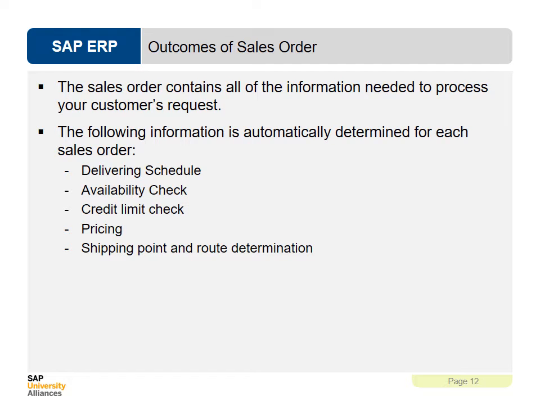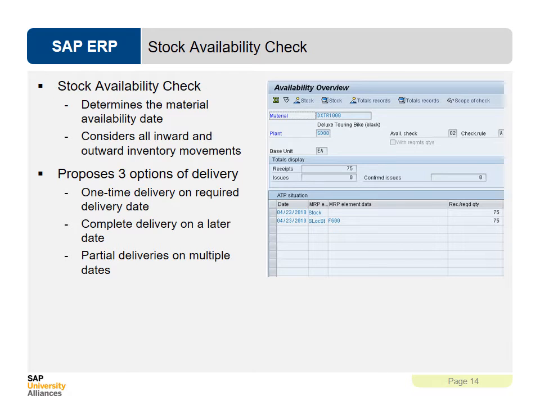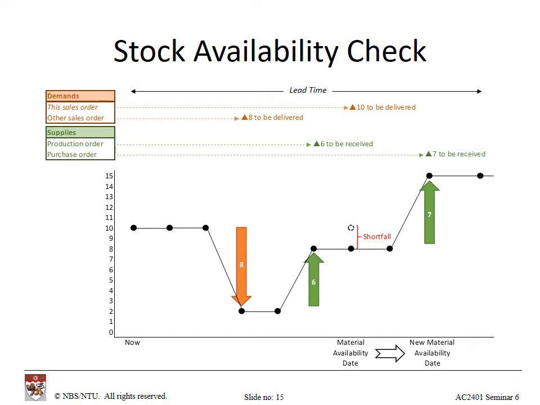The outcome of a sales order includes a credit limit check, delivery schedule, availability check, pricing, and shipping point and route. Delivery scheduling ensures that the material or stocks of inventory are available for delivery to the customer. A stock availability check ensures sufficient stock for delivery to the customer. This is an illustrative stock and flow diagram for inventory management purposes.